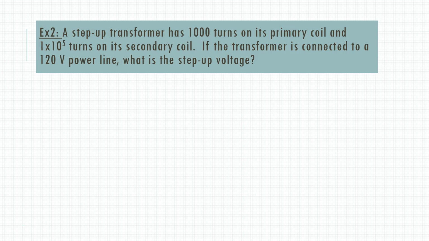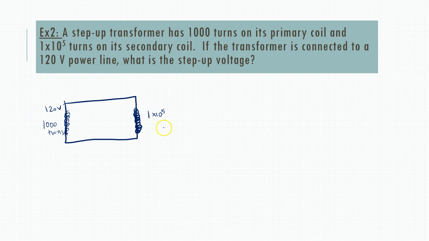Here's a second example. We have a step-up transformer with 1,000 turns of wire on the primary coil. I'm definitely not drawing 1,000 of those, so it's got 1,000 turns. And it's going to have a whole lot more on this side, 1 times 10 to the 5th turns on the secondary coil. If it's connected to a 120 volt power line, what is its step-up voltage?